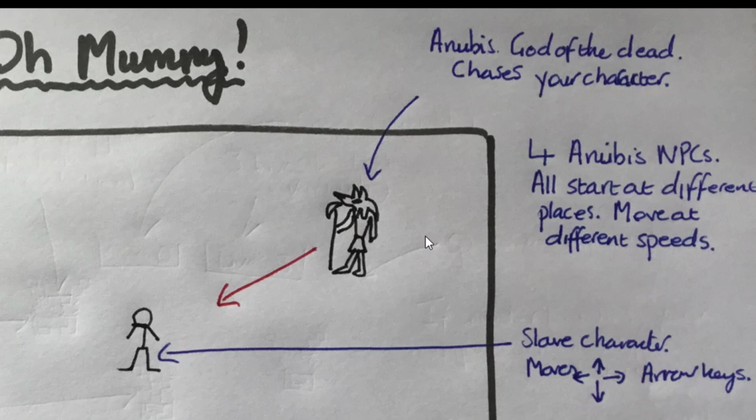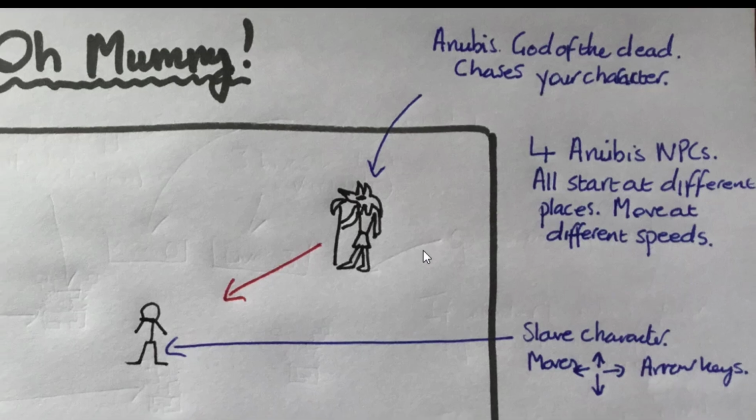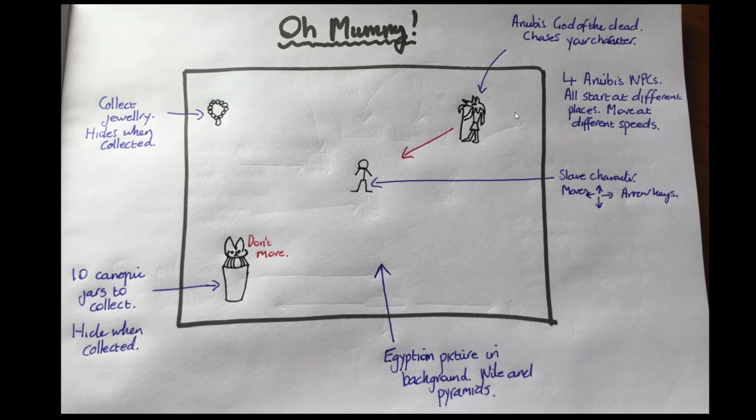And there are going to be 4 Anubis NPCs, in other words 4 non-playable characters. So you don't control them, the game controls them, and then they're coming to get you wherever you go. They all start at different places, they all move at different speeds. And then I'm going to have a background picture of ancient Egypt. So that's what I want my game to look like, that's the plan. So let's have a look at the Game Maker's Toolkit and see how we can use the videos to help us.